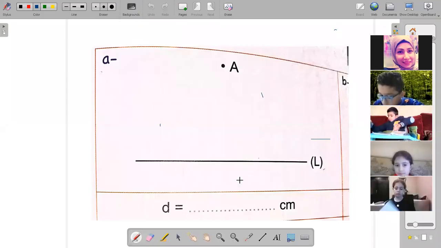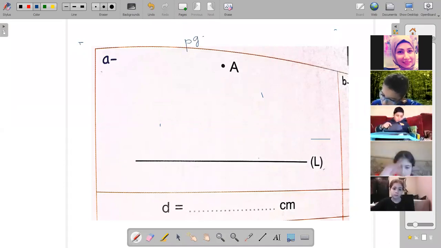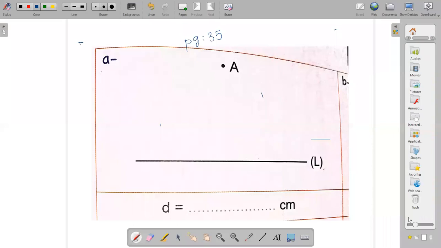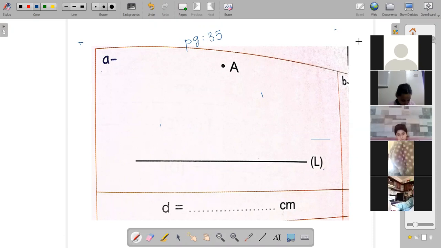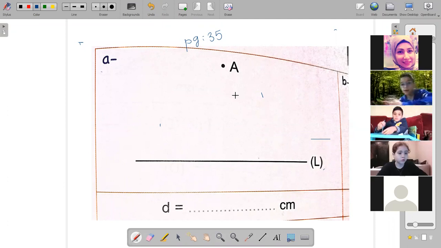Page 35, open your math books, page 35. How do we find the distance from a point to a straight line? We said that in order to reach the straight line from the point A, we can go many ways. But the shortest distance, the fastest way, is to move how? Excellent, bravo, perpendicular. The perpendicular is the shortest distance to reach the line L.